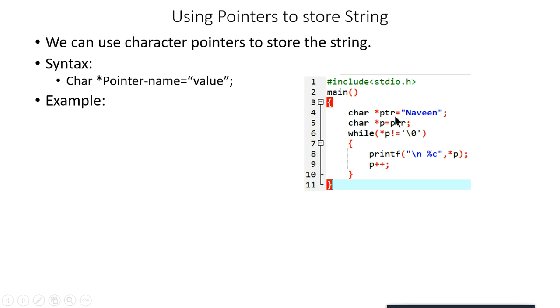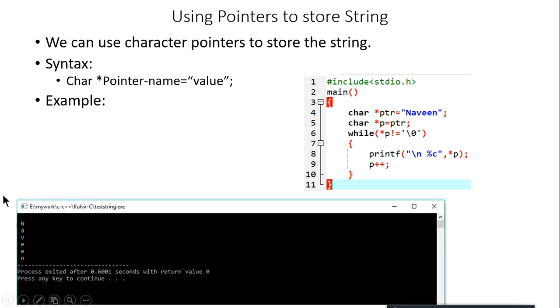Now the starting address of ptr is passed to a new pointer variable char star p. Then I have started a loop for star p, that as long as you didn't get any null character, as you guys know that when you store strings, the end of the string is represented using the null character. So as long as the null character is not found, keep printing the character for me, and I'm incrementing the pointer by +1. So this will be your output.